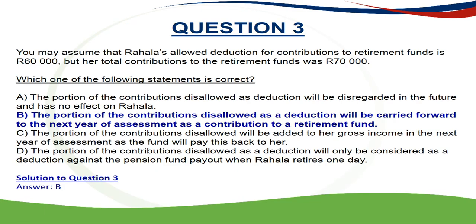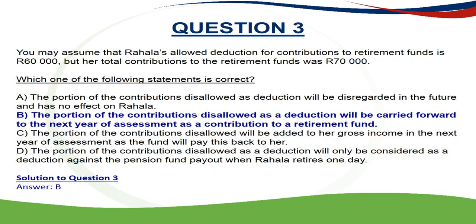Let's move on to question number 3. They are asking us to assume that Rahala's allowed deduction for the contributions to retirement funds is 60,000 and the total contributions to the retirement fund was 70,000 Rand. That means it's 10,000 higher than the contributions allowed. They are asking us which one of the following statements is correct.